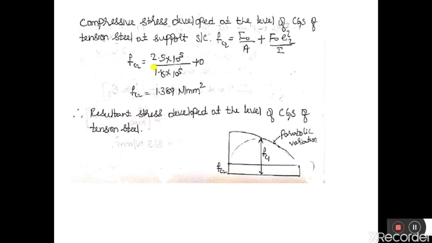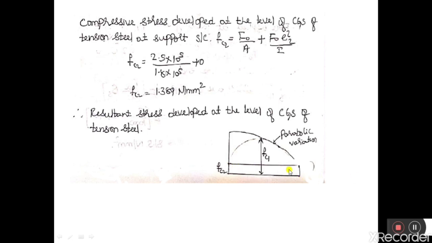Why we need to calculate compressive stresses for different eccentricities is because with respect to the different eccentricity the losses will vary. Hence we calculate the stresses at different eccentricities. Now we have two compressive stresses with respect to two eccentricities. Then what will be the resultant compressive stress with respect to the CG of the tension steel?